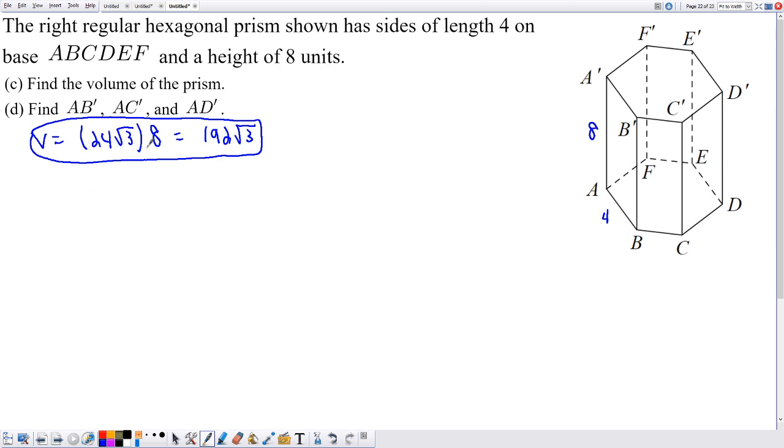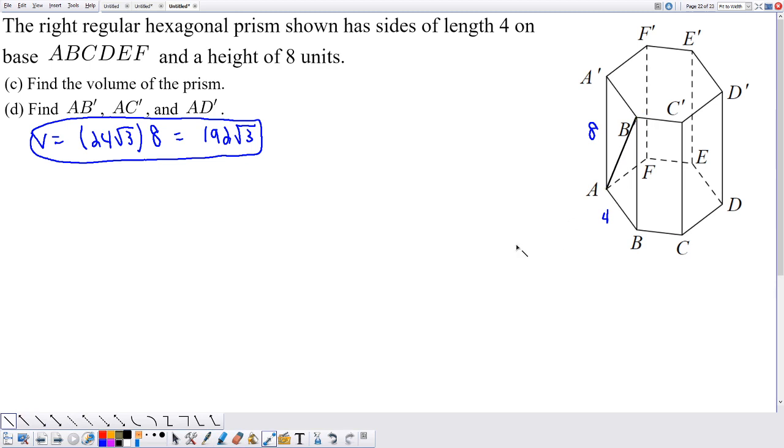Now let's look at part D. Find AB prime, AC prime, AD prime. Well, let's note that AB prime is the diagonal line from A to B prime on the rectangular surface. Now, this rectangle has the dimensions of 8 and 4.